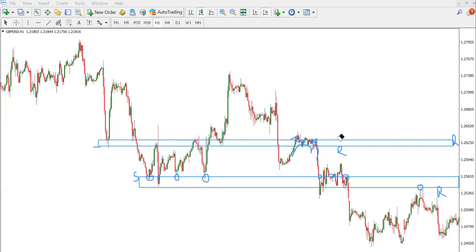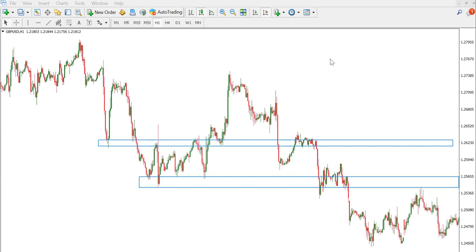Let me clear all of this. So now, how do we trade support and resistance? We buy when price falls towards support, we sell when price rises towards resistance. We can also sell when price breaks below support. We can also buy when price breaks above resistance. This is called breakout trading.